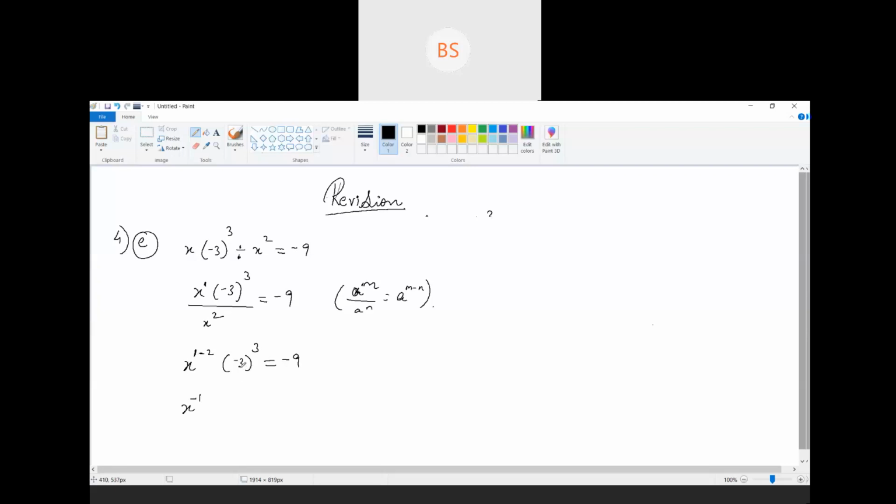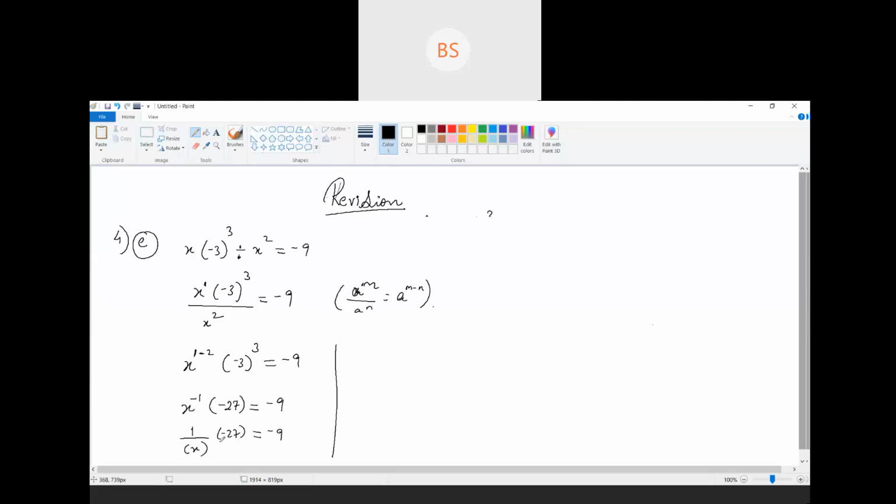Now will we simplify this? Minus 3 raised to 3 is how much? Minus 27. Very good. Minus 27 is equal to minus 9. Okay. So now what we can do is x raised to minus 1 is there. If I want to make it positive, it will become 1 upon x. Yes. And this minus 27 as it is equal to minus 9.